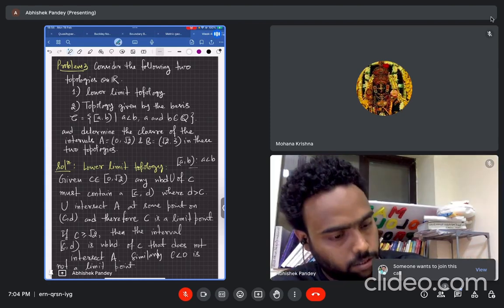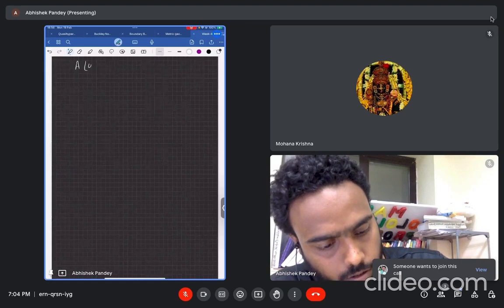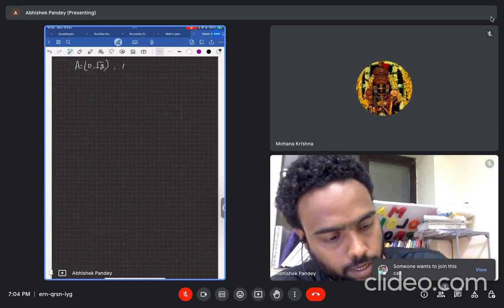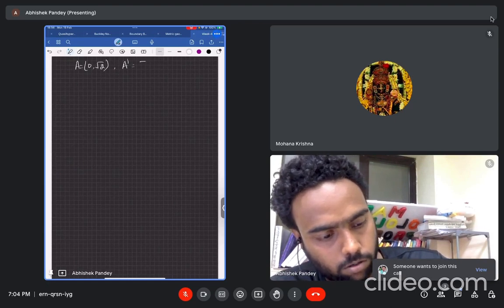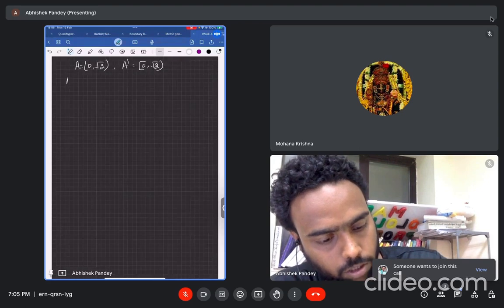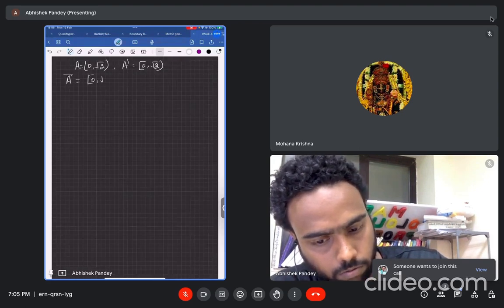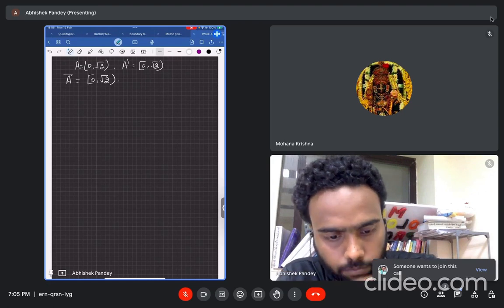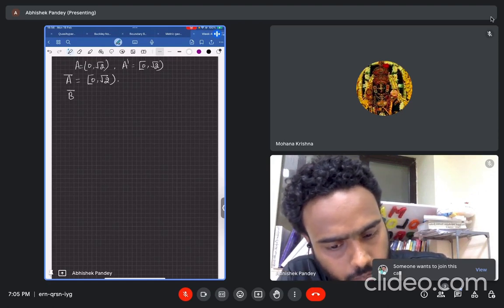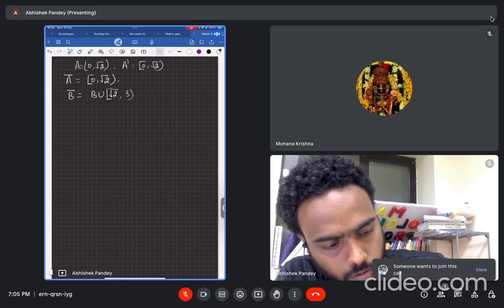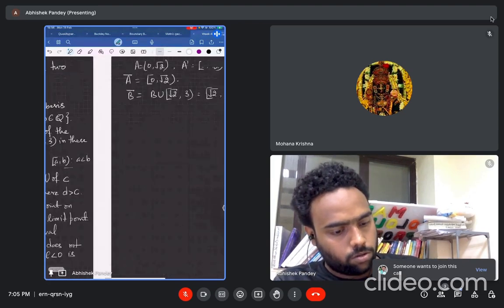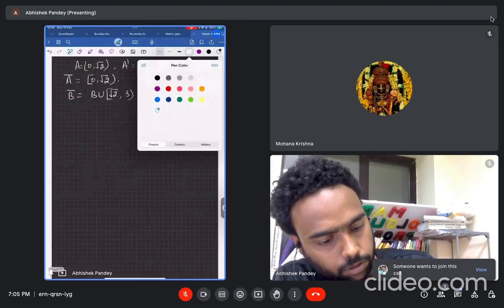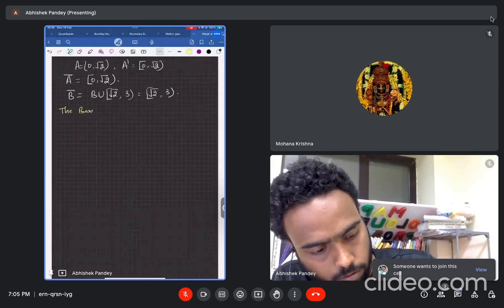Okay, so A closure is nothing but 0 comma root 2, so the A closure will be 0 comma root 2. Fine. Now if we talk about B closure, similarly you can find B closure as B union closure under root 2 and 3, so this will be closure under root 2 and 3. Now the basis C.